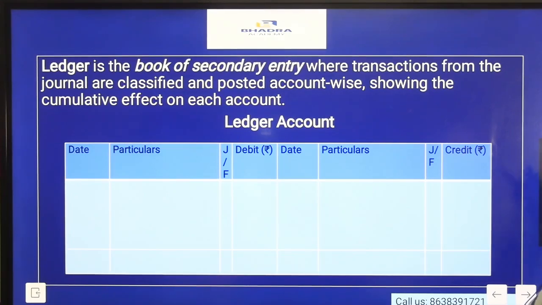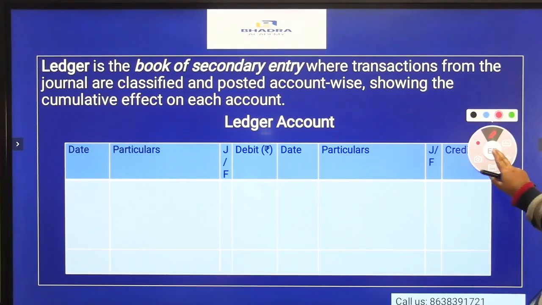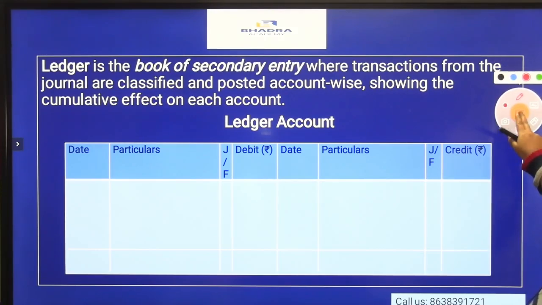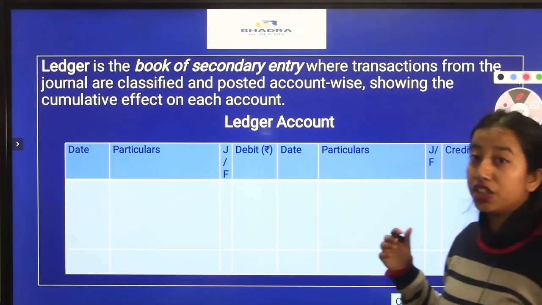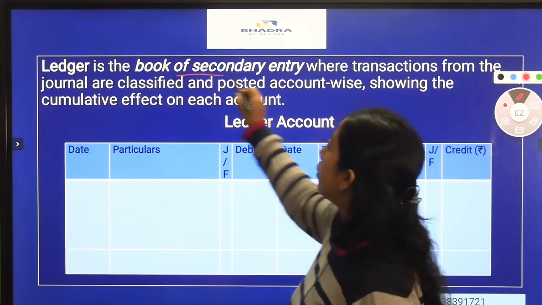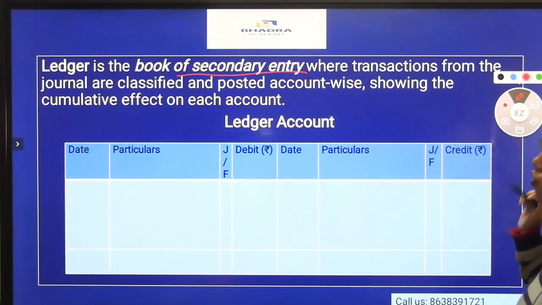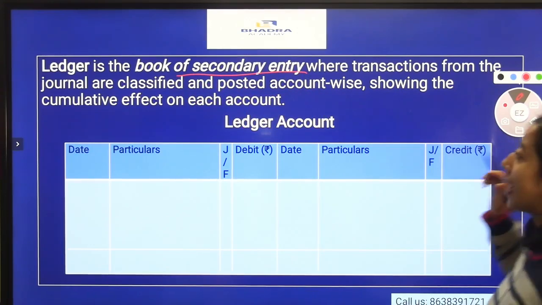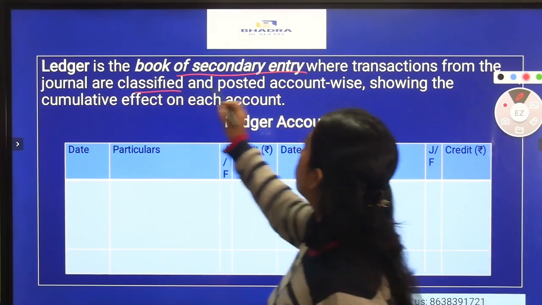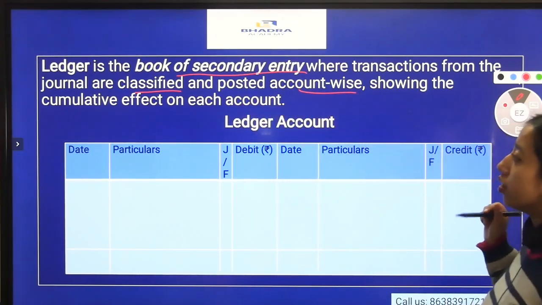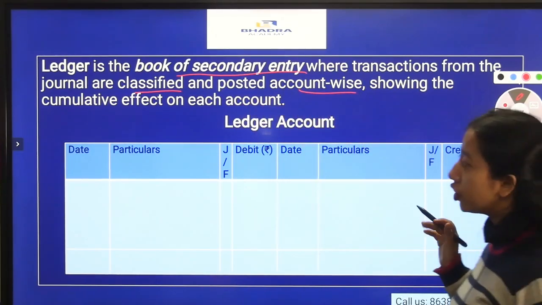Now we move to ledger. What is a ledger? So as I said, journal is a book of original entry. In that way, ledger is a book of secondary entry, where the transactions from the journal are classified and posted account-wise, showing the cumulative effect of each account.